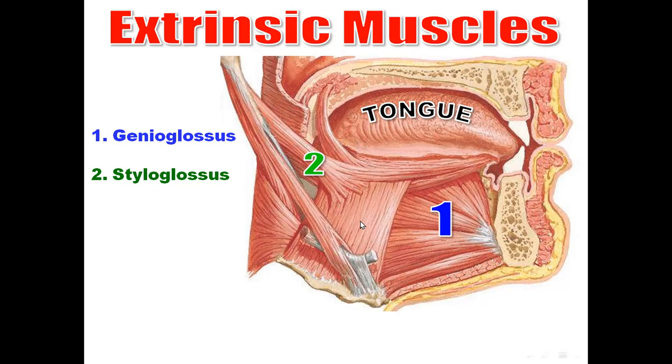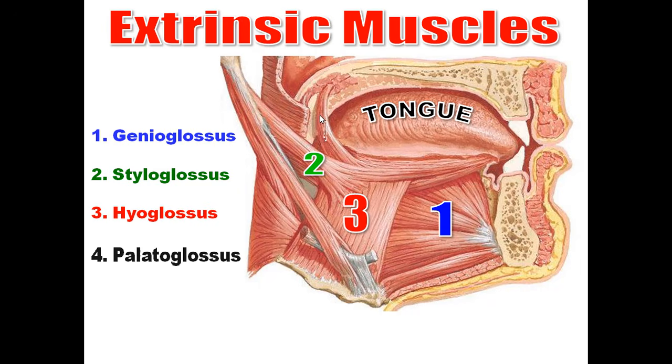And this one, hyoglossus muscle, arises from the hyoid bone and is inserted between the styloglossus and the genioglossus. And the number 4 is the palatoglossus muscle, which arises from the palatine aponeurosis and is inserted into the tongue.